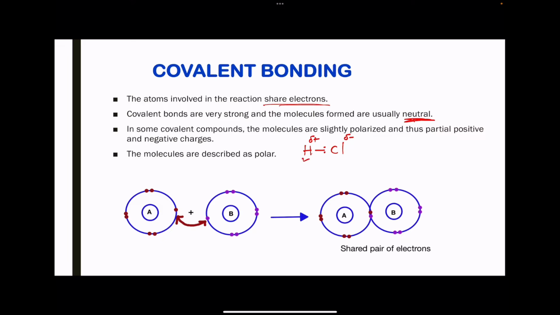This tendency to have partial positive and partial negative is what we call polarity, or we can say there are dipoles that are formed. So some covalent compounds have dipoles in them, and some do not. In atom A, we have 7 electrons, and atom B, we have 7 electrons. When these share one pair of electrons, you can see each has 8 electrons in the outer shell, and this force of attraction between them is what we call a covalent bond.